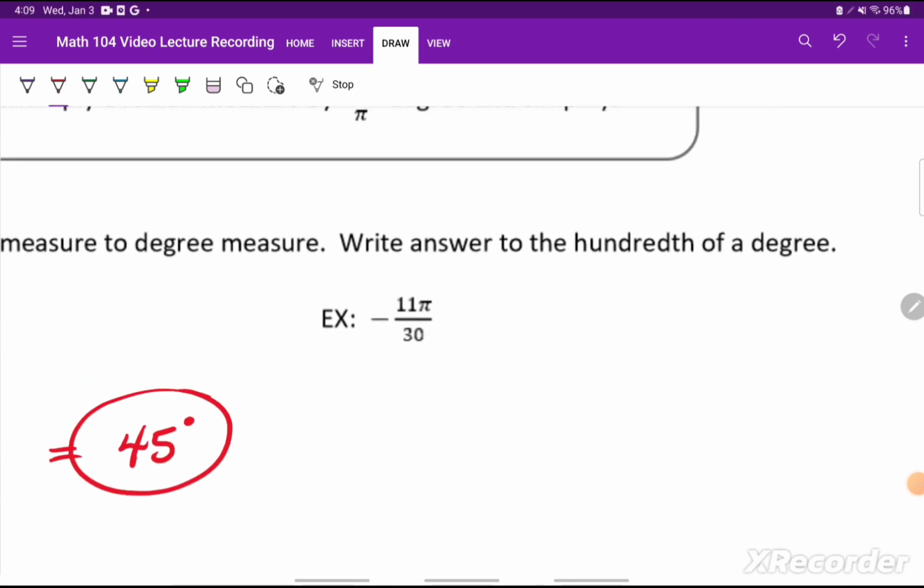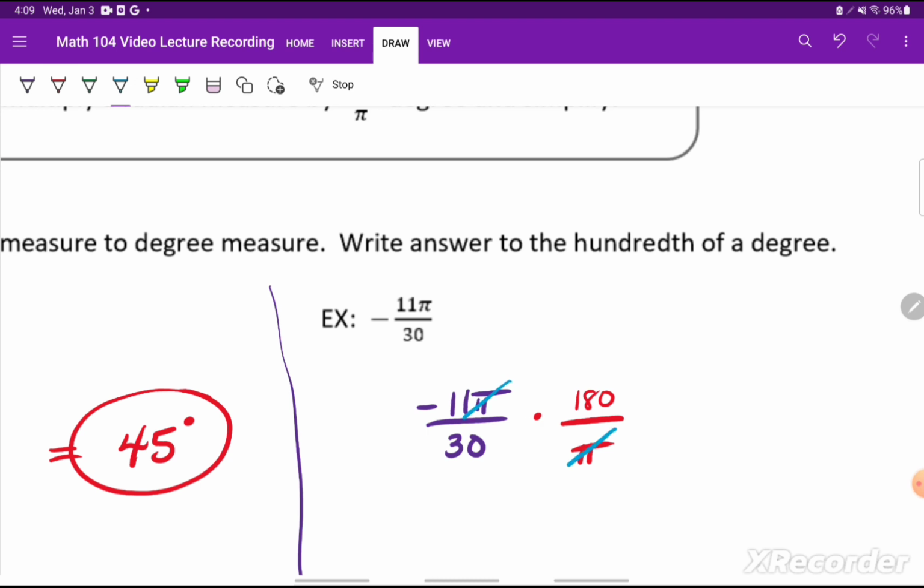Let's convert negative 11 pi over 30 to degrees. We're going to multiply by 180 over pi and then simplify. Right, our pi's cancel out, and I can simplify the 30 and the 180. 30 goes into each. 30 goes into 30 one time. 30 goes into 180 6 times, so we're left with negative 11 times that 6. This is negative 66 degrees.